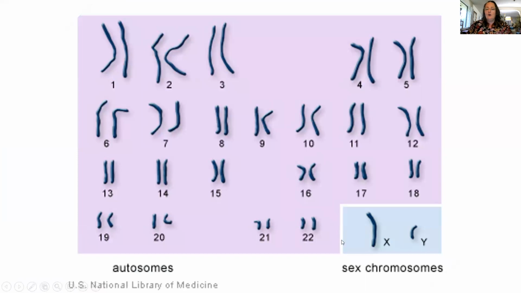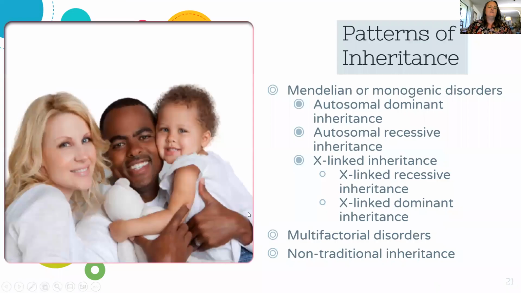So all together, we will have 23 pairs. The 23rd decides whether we're a male or female biologically. And so we get half from our mom, half from our dad. And so when we mix those two genes, what is created is a mix of those genes. So it is very common for the product of this union to look different than both of the contributors.